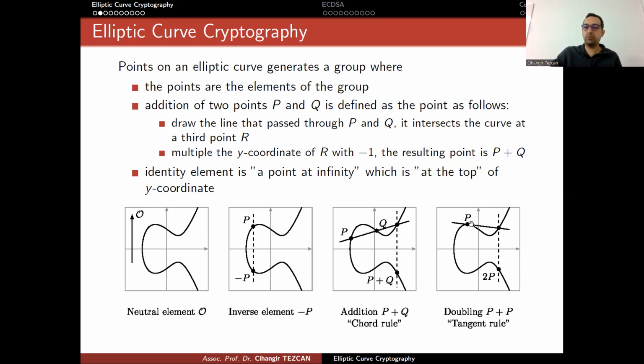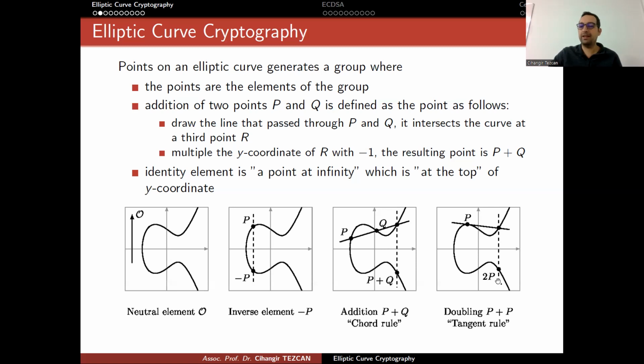Of course, sometimes you might want to add the point to itself. Instead of adding P to Q, you might want to add P to P itself, because in a group we can add an element to itself. In this scenario, you draw the tangent line that passes through that point. It intersects the curve at another point. Again, take the reflection with respect to the x coordinates, and this is what we call 2P.